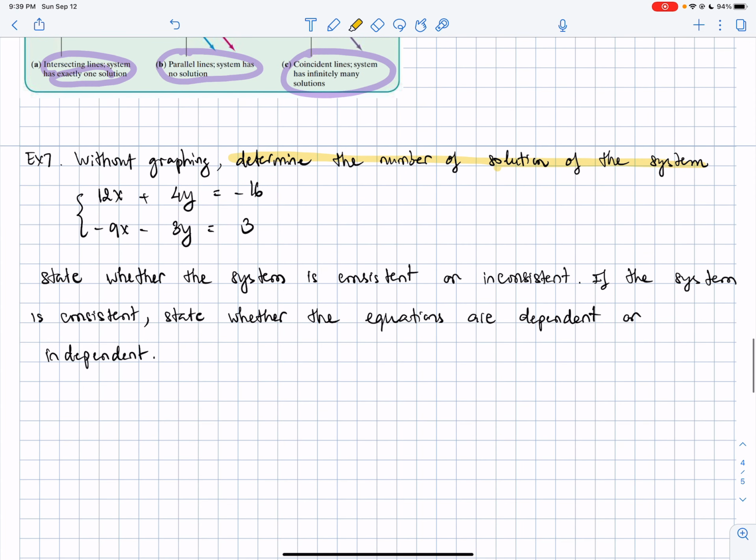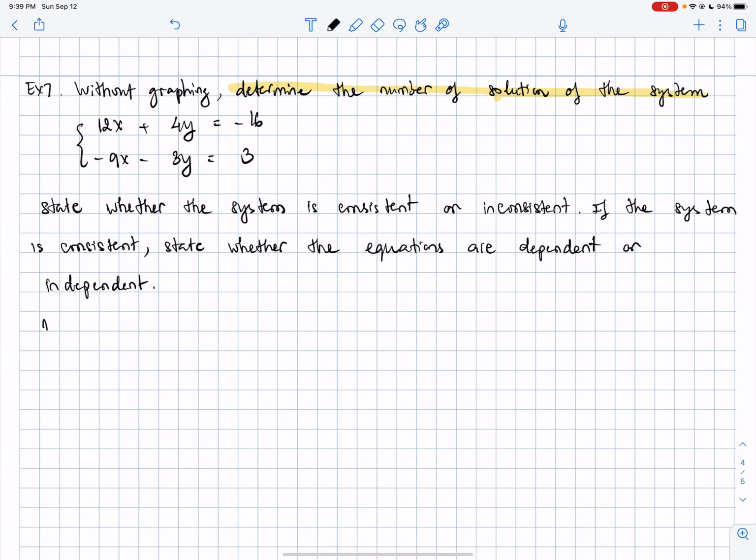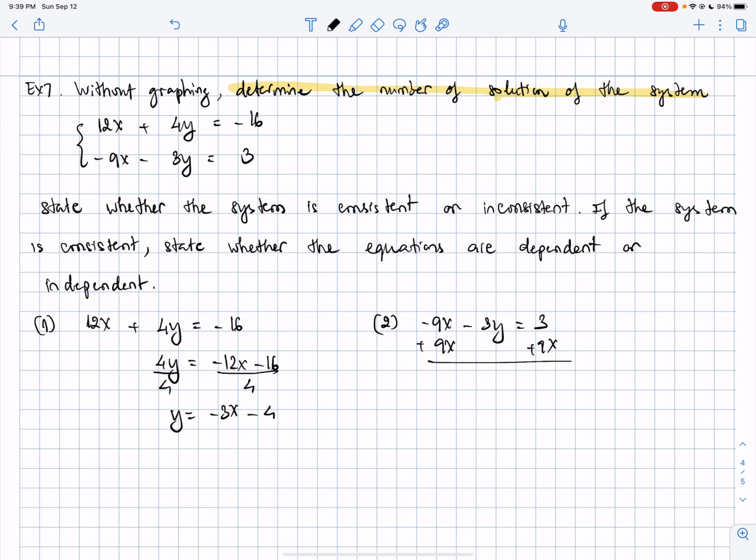Okay, so I first solve the first equation and the second equation for y. I want to write them in slope-intercept form. I subtract 12x first, and then I divide both sides by 4. So I get negative 3x minus 4. For the second equation, I will add 9x first, and then divide both sides by negative 3.